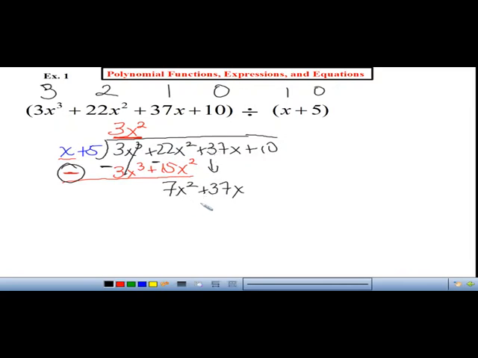Okay. So what does that mean, Mr. Q? That now, look up, we have a new dividend. It's this one.